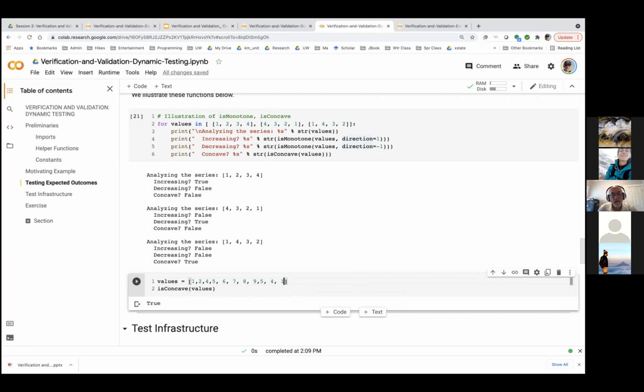So hopefully that makes sense about how we're doing it. Taking advantage of that fact of, can we find that sort of peak point? If we can find the peak point, then we've got it as concave. Okay, so this is the first part.